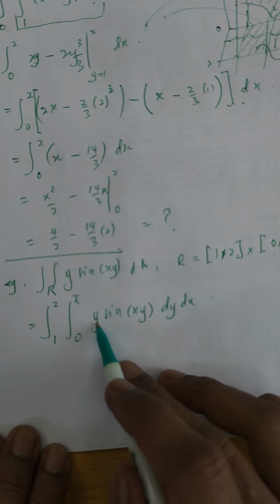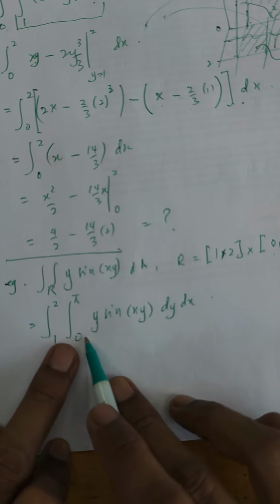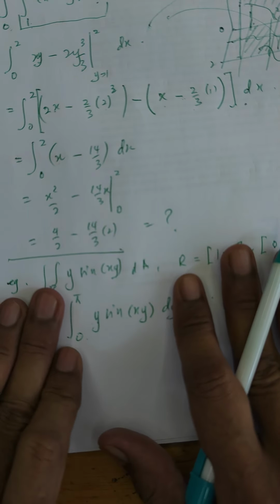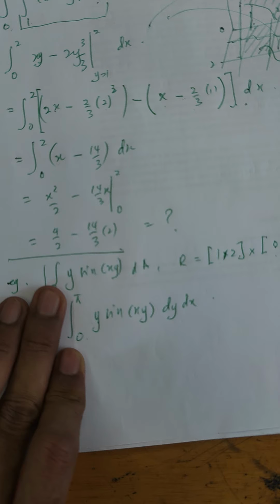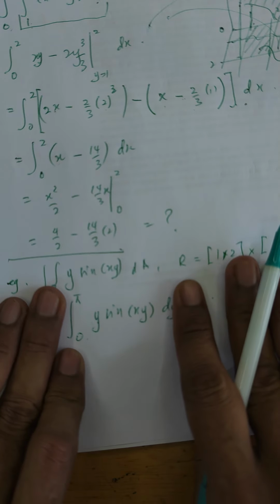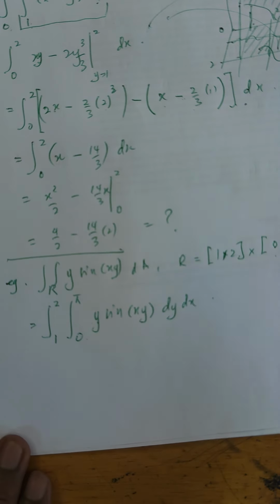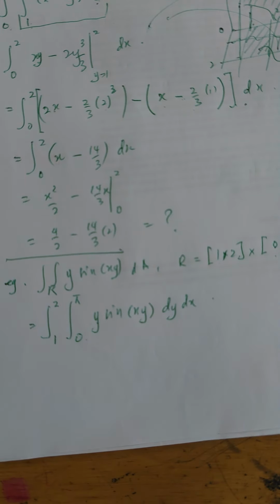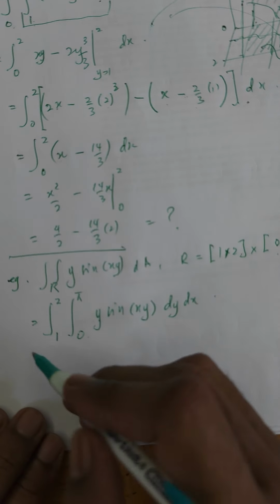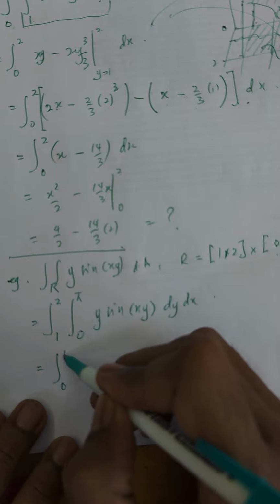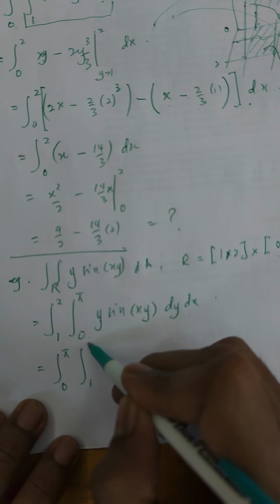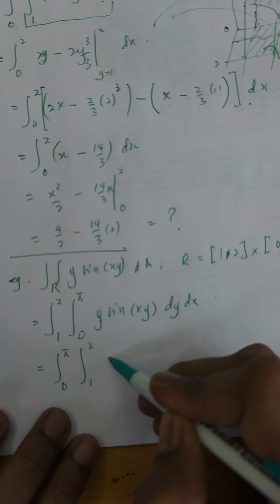Okay, so we have y here. You can integrate with respect to y first, but what happens, I think you need to use integration by parts, or maybe substitution, just u equal to xy. You can do that, or we integrate with respect to x first. I think the easiest way is to integrate with respect to x first.